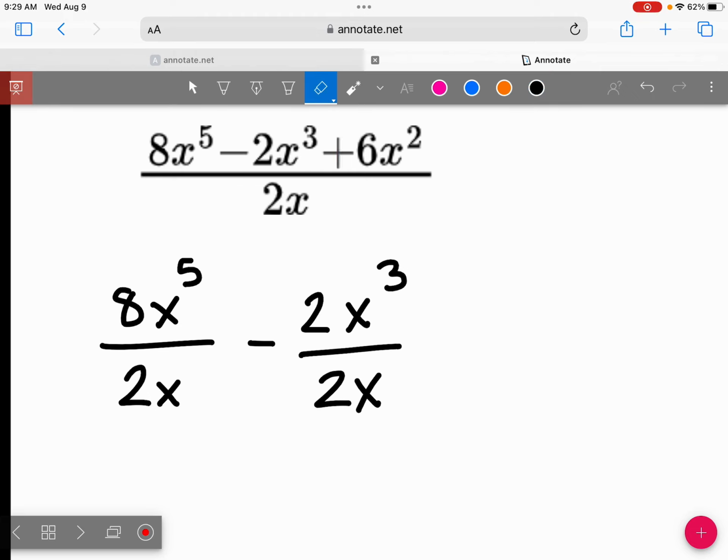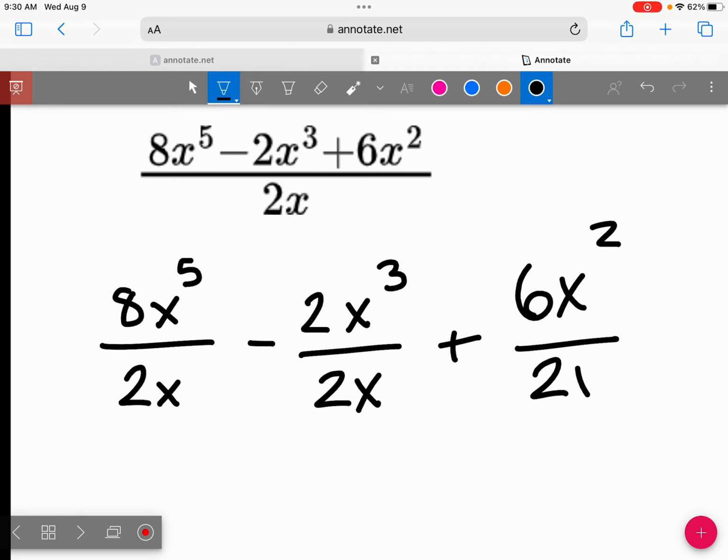I'm going to erase those because those are in the way. Plus 6x squared divided by 2x. And then look at them individually to simplify. Simplify this guy. Then simplify this guy. Then simplify this guy. And if you need a post-it note to block stuff out, I have gazillions.